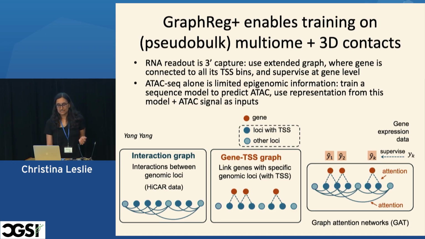So the solution is that we extend the graph, and we have nodes for genes that we see in the context, and we connect the gene to the bins that contain its annotated transcription start sites, and we extend the graph attention. So we're going to supervise at the gene level rather than at the bin level, which we could do before when we had CAGE. Okay, so that's the first thing.